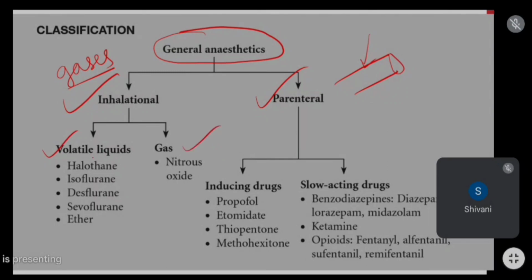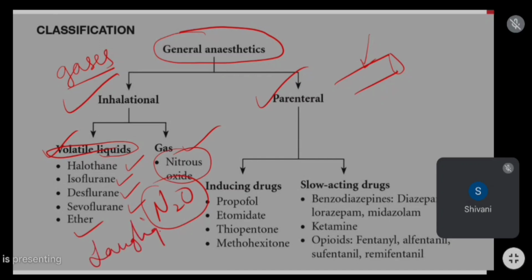Volatile liquids are very volatile in nature and they form gases. Volatile liquids always form gases. So in volatile liquids we have halothane, isoflurane, desflurane, sevoflurane and ether. And in gases we have nitrous oxide, N2O, which is also called laughing gas in short. So these are inhalant general anesthetics.